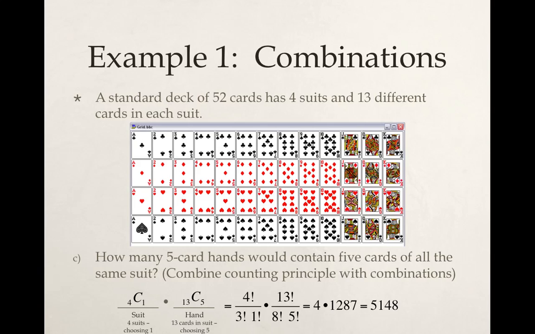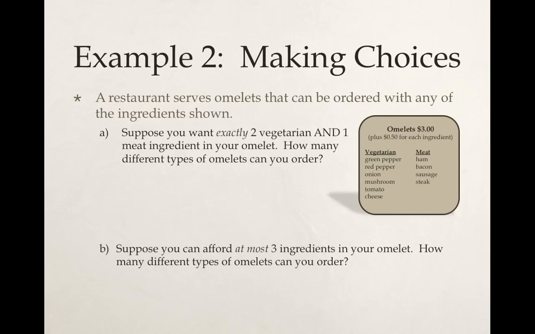All right, let's take a look at a different example now. In this case, we're talking about a restaurant that serves omelets. And so you can see their sign there about how they charge for the omelets. An omelet itself is $3, and then you add 50 cents for every ingredient that you add. And they have a vegetarian list of ingredients and a meat list of ingredients.